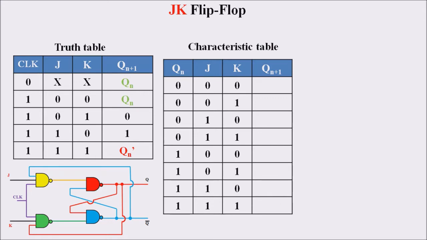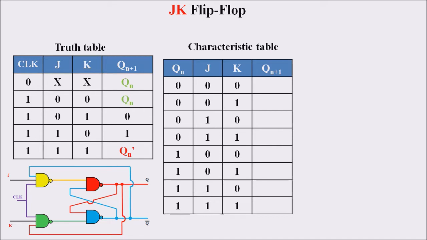This characteristic table is formed with the help of the truth table. The inputs of the characteristic table are Qn, J and K, and the output is Qn plus 1, that is the present state, and this output depends upon the previous state, J and K. Now we are discussing the different possibilities of this characteristic table. Since we are dealing with 3 inputs, the different combinations are 0, 0, 0; 0, 0, 1; 0, 1, 0; 0, 1, 1; 1, 0, 0; 1, 0, 1; 1, 1, 0; and 1, 1, 1.